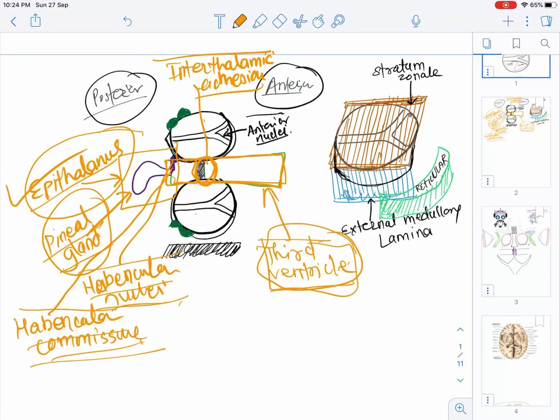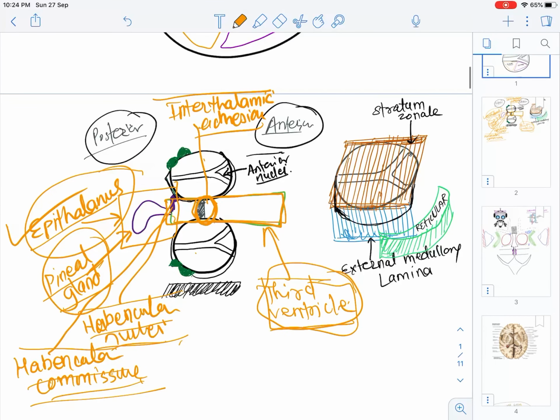Now the thalamus is covered with a white matter sheet superiorly, on the upper part, called the stratum zonale. As you can see in this figure, superiorly it is covered with a white matter sheet called the stratum zonale, and on the side also it is covered with a white matter sheet called the external medullary lamina. You know it is a white matter sheet, that's why it is lamina. The internal medullary lamina was present inside the thalamus, and this outside covering laterally is the external medullary lamina. Immediately outside this external medullary lamina, the structure is the reticular nuclei.